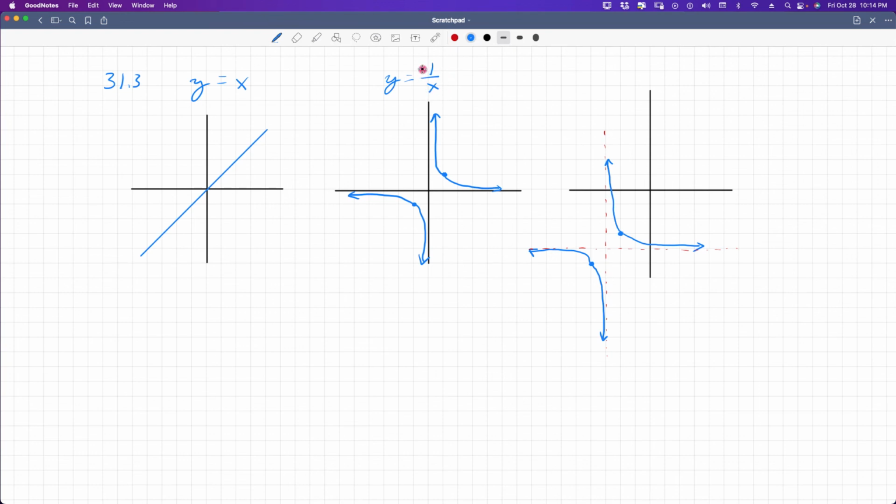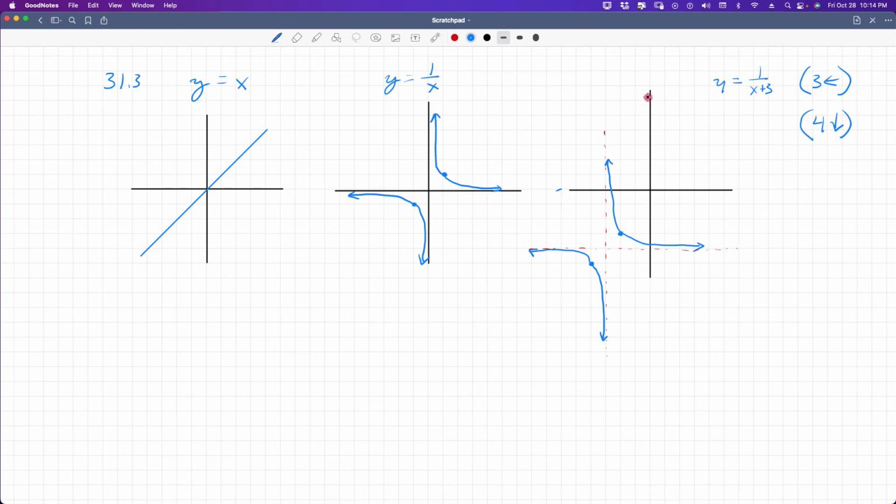So what we have to do is we have to not only translate horizontally, but we have to translate down as well. So the first thing we do is we adjust the x for moving it 3 spaces to the left, right? Remember that's negative, but we do the opposite. So this can be y equals 1 over x plus 3. All right, this one is going to be 3 units to the left, or that way, 3 units that way.